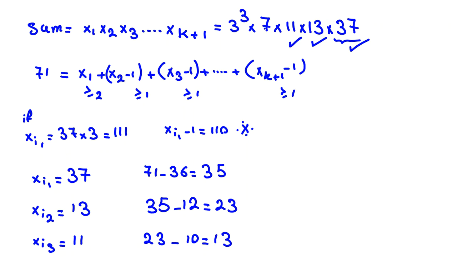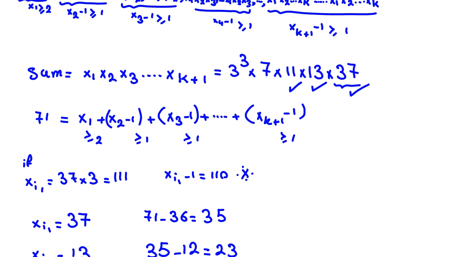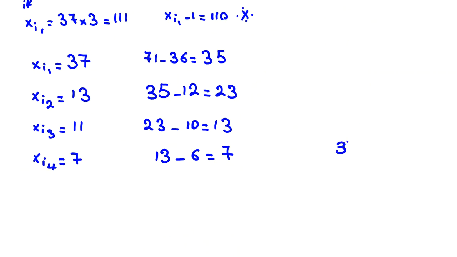So we've considered 11, we've subtracted 10, 13 is left. Again, for 7, if you have 7, for example, times 3, it will be 21. If you subtract 1, 20, it will be greater than 13, but 13 is left. So we cannot multiply 7 by a number. So there exists xi4 equal to 7. We subtract 6 from 13. 7 is left. Now 3, we have 3 here.